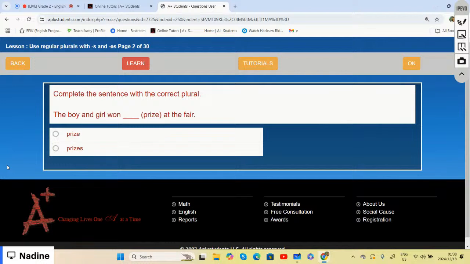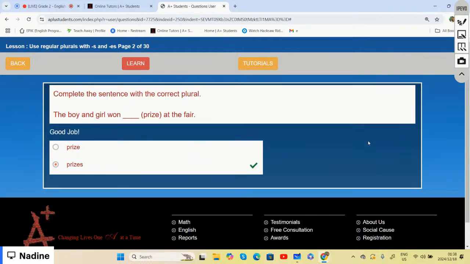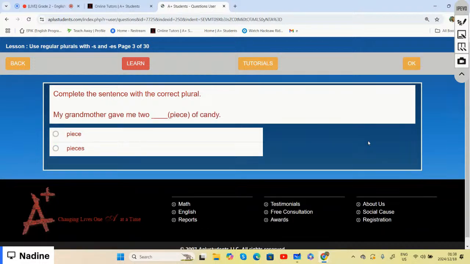All right. And if we were to choose the correct option, then yes, we will say the boy and girl won prizes at the fair. Well done. Prizes is correct because it refers to more than one. It is plural form. Well done.